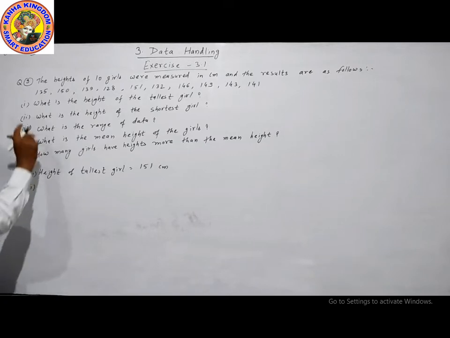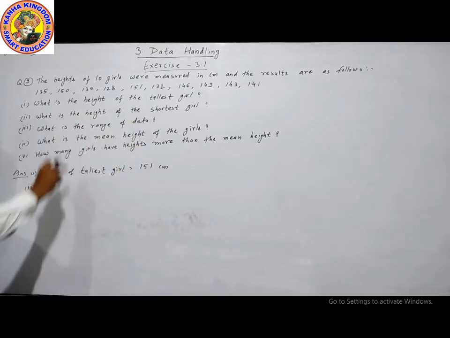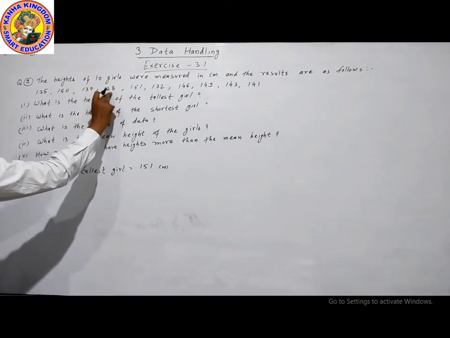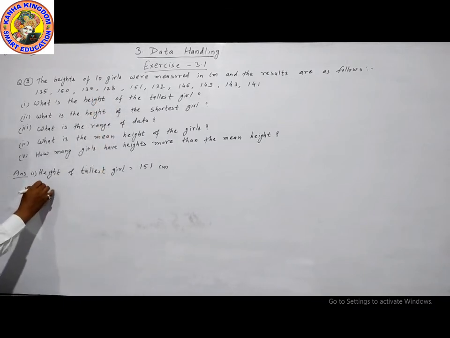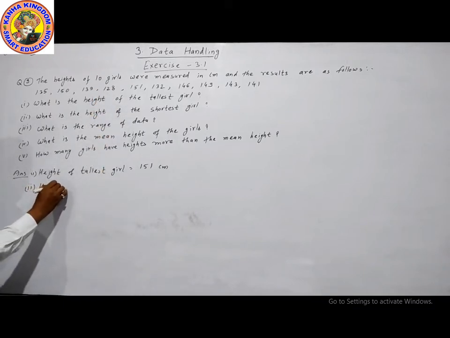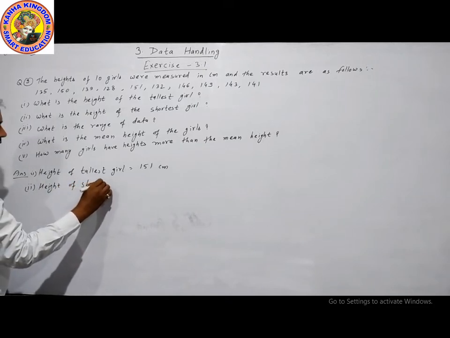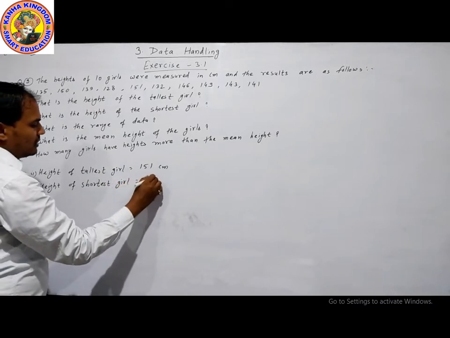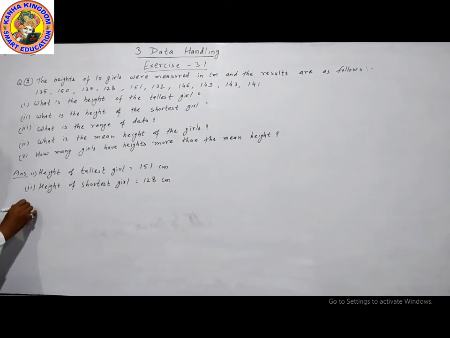Second, what is the height of the shortest girl? The shortest is 128. Height of the shortest girl is 128 centimeter.